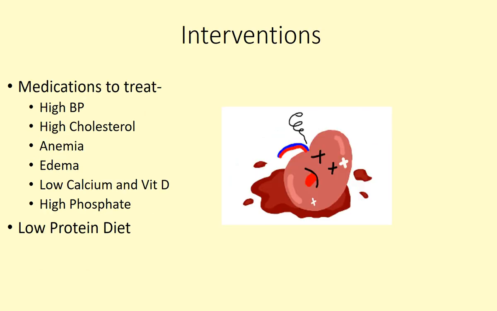Interventions are going to be medications to treat. You're going to try to treat the high blood pressure. You want to make sure that the cholesterol starts to become low. You're also going to become anemic because the kidneys are designed to help increase the production of red blood cells, and when they're affected in kidney failure, they're not doing that the way they're supposed to. You have the edema because of the fluid. You have low calcium and low vitamin D, and you also have high phosphate because it's being retained. So you want to make sure that they're on a low protein diet.